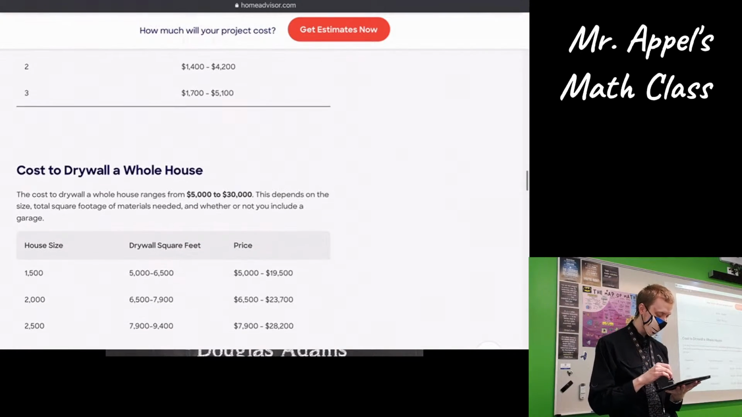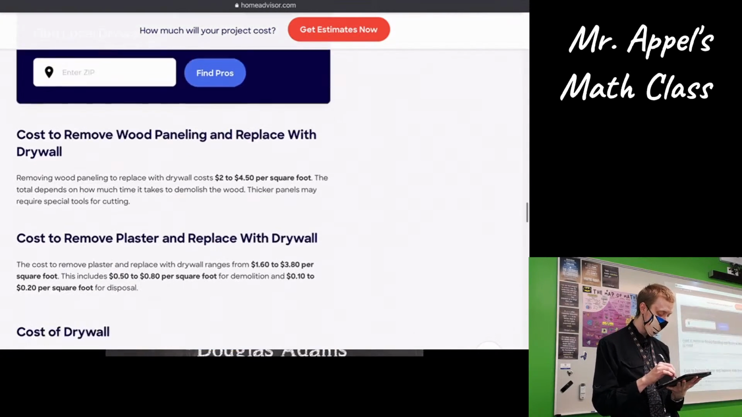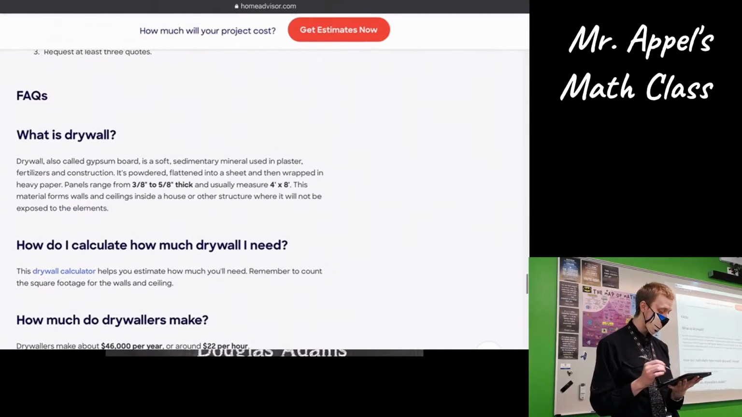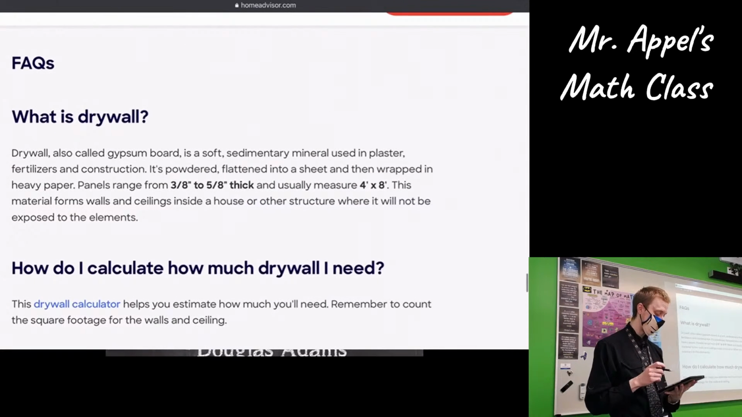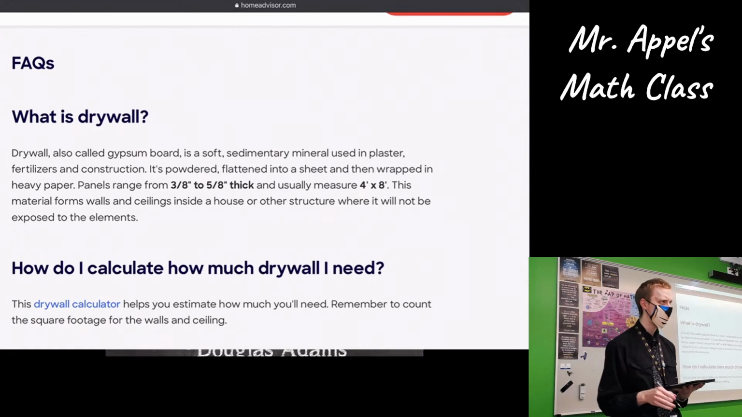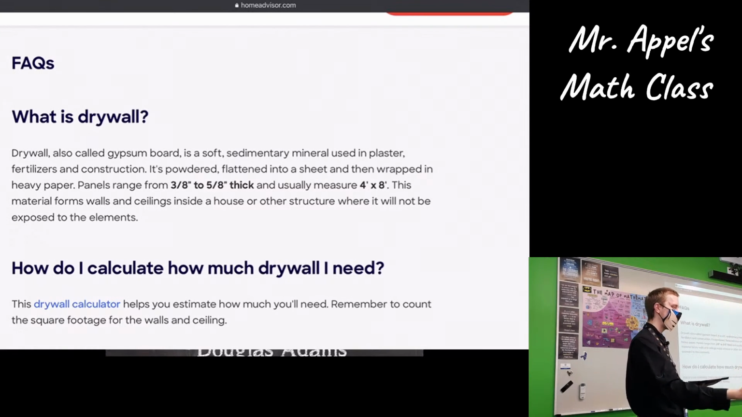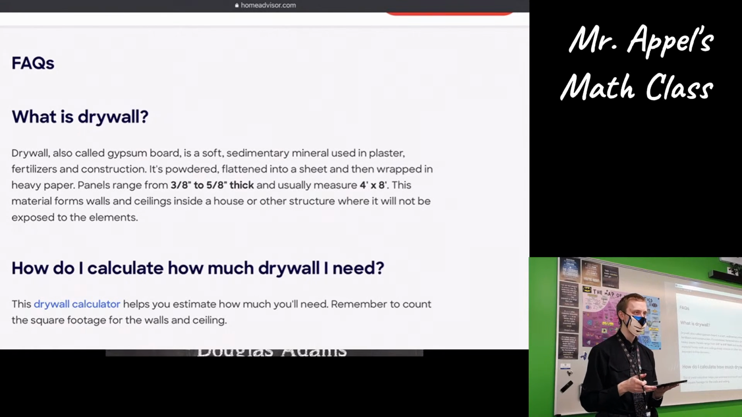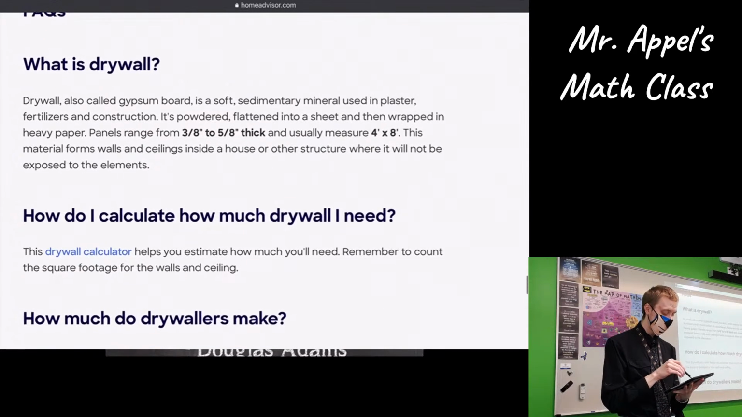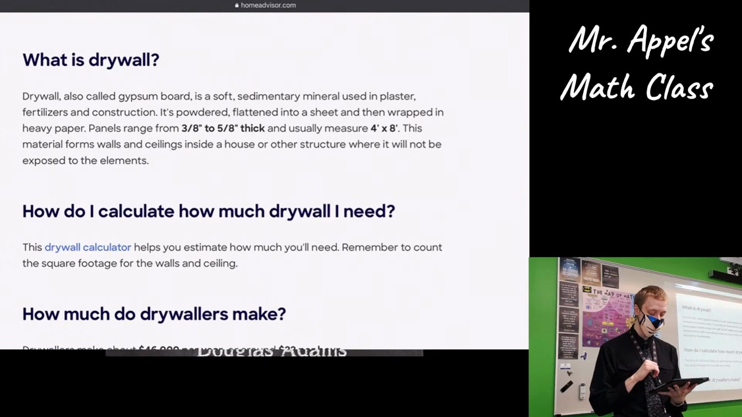Okay. Cost of drywall, whole house. You could get very specific here. The other thing I like about this site is the FAQs. What is drywall? Drywall, gypsum board, sedimentary mineral used in plaster. Gypsum is a rock. It's a really soft, crumbly rock, kind of like chalk. They grind that rock up into powder and pack the powder tight between two layers of paper. That's a sheet of drywall. That's all it is. Panels range from 3/8 to 5/8 inch, usually measuring 4 by 8.